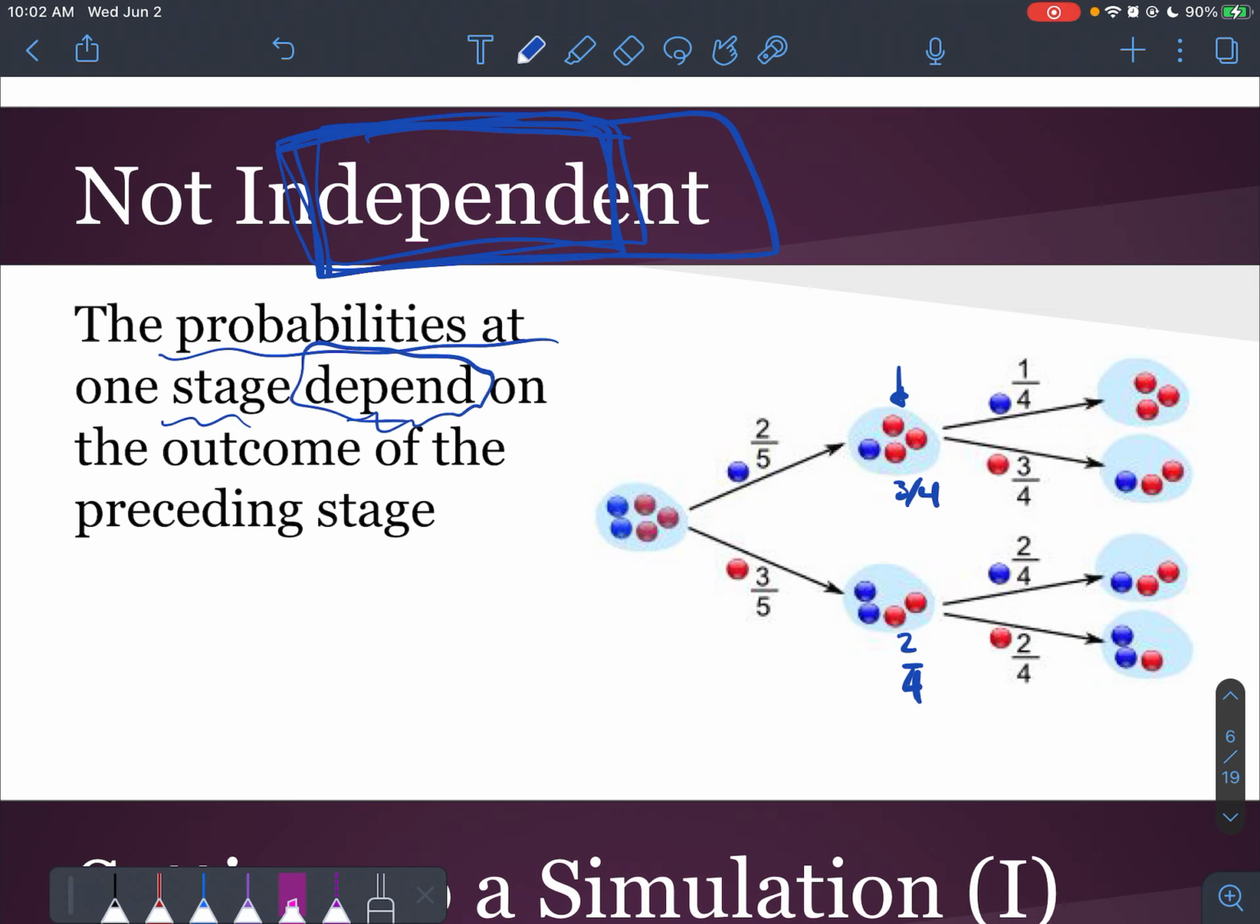If Joe Schmo took a ball, I can't answer what the probability is that you get a red without knowing what Joe Schmo picked, right? I would say, well, it depends on what Joe Schmo had.